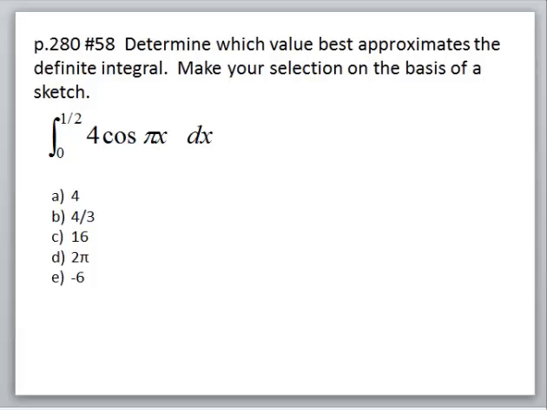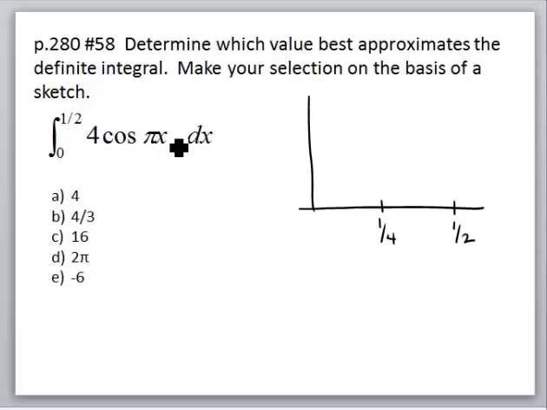So we're not actually going to figure this out. We're just going to sketch a picture, and then we're going to base our selection A, B, C, D, or E upon this sketch that we're going to make. So we are going to talk about from 0 to 1/2 only. So I'm going to break this up just a little bit to see if I can get some point values.